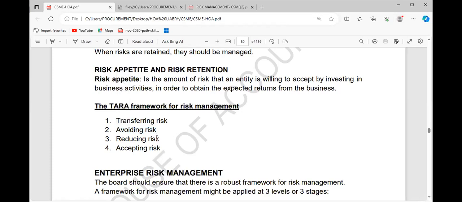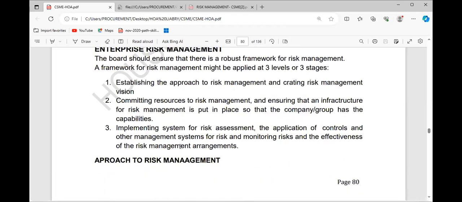Then reducing the risk means accept the business and make sure you reduce the risk to the residual, to the minimum level of that risk. Then accepting risk means fine, you cannot avoid the risk, so accept it, go into the business and try your luck.